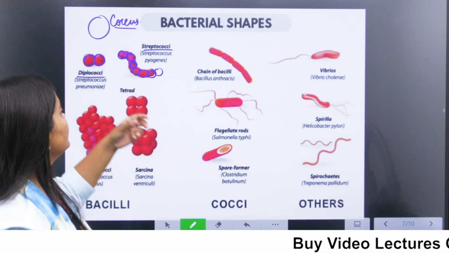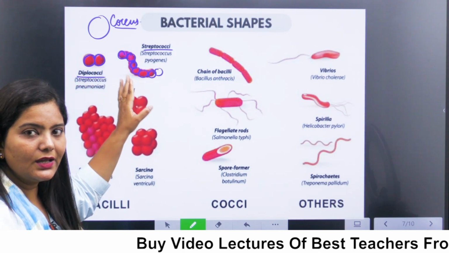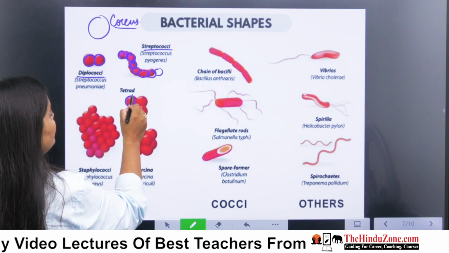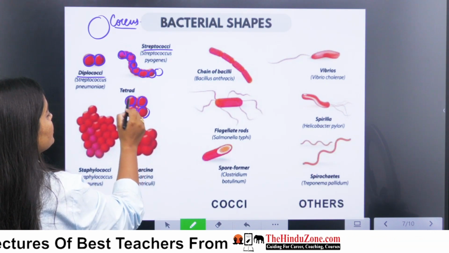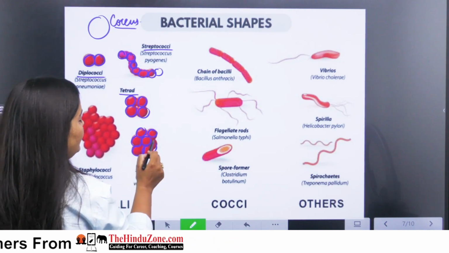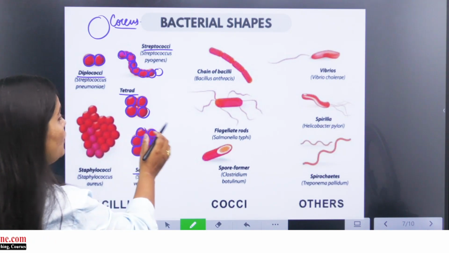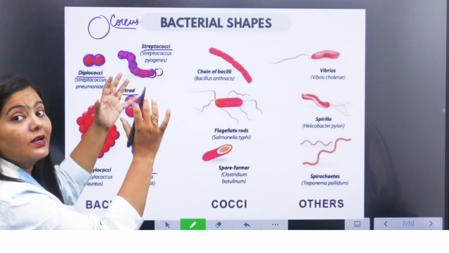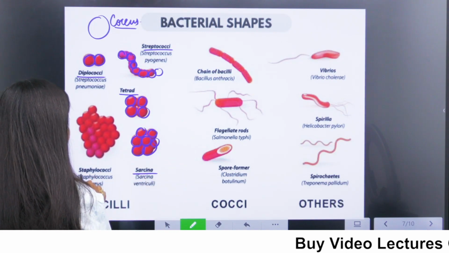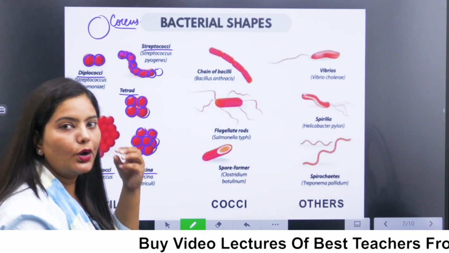Streptococcus pneumoniae, Streptococcus pyogenes, a number of bacteria have these chains. Now, if they are in a unit of 4, this is called a tetrad, and if a unit of 8, then it is called sarcina, right? And if they form a group which is a cluster, somehow looking like a grape, then it is called staphylococci. One example is Staphylococcus aureus.